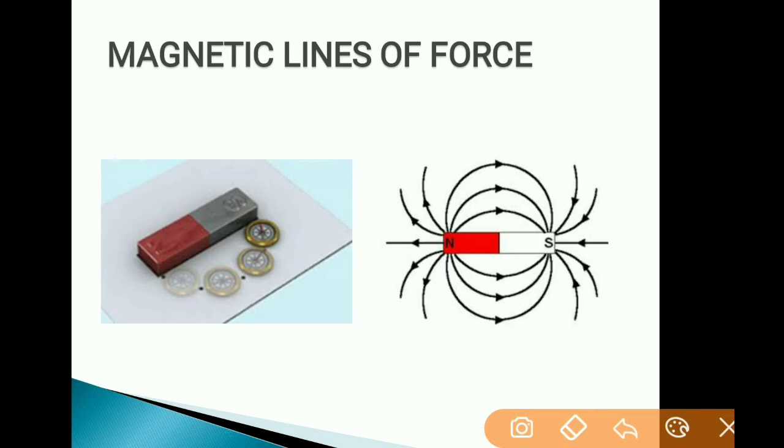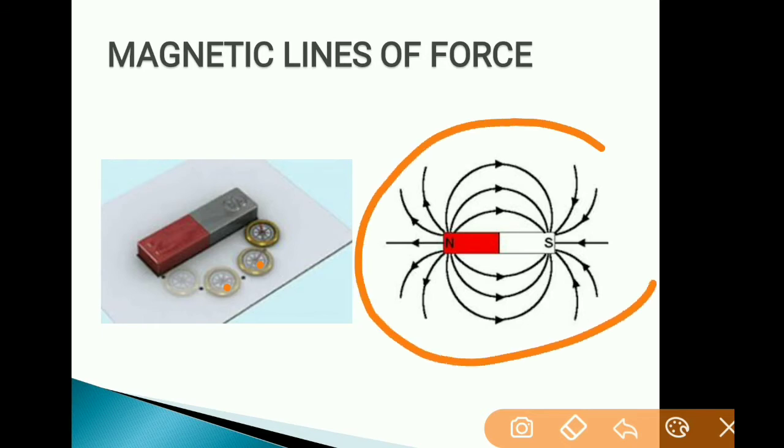And when you slide the compass again and find another direction, and again slide the compass and find another direction, and when you draw the locus of those directions you will get this kind of structure. So these are the magnetic lines of force starting from the north pole and entering the south pole.